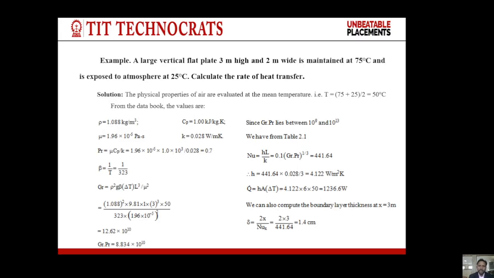So this is an example numerical problem. We can see that a large vertical plate 3 meters high and 2 meters wide is maintained at 75 degrees Celsius and is exposed to atmosphere at 25 degrees Celsius. Calculate the rate of heat transfer. So this is the solution. You can observe it here.